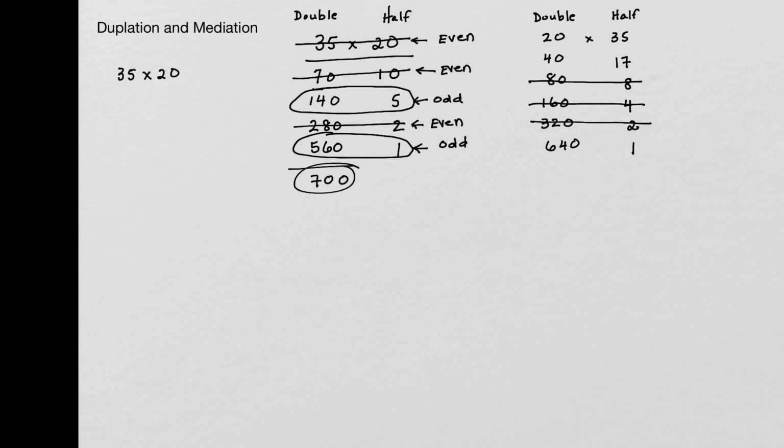Okay, so I add together the numbers in the double column, 20, 40, and 640. So the ones that are remaining that haven't been crossed out. So 640 plus 40 gives me 680, and plus the 20 gives me 700. Again, same answer. So I felt like it was more work to do that second version, but it's really your personal preference, and mathematically it'll work out either way. So that's how you do duplation and mediation.